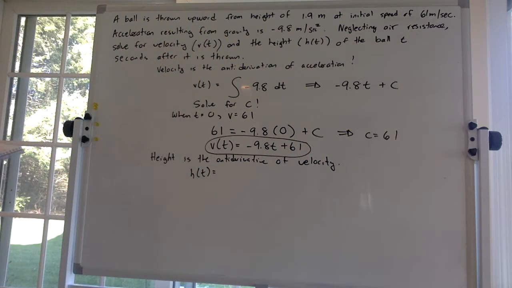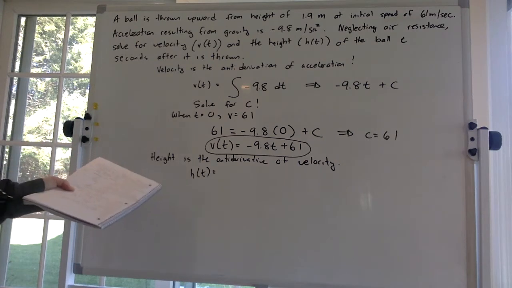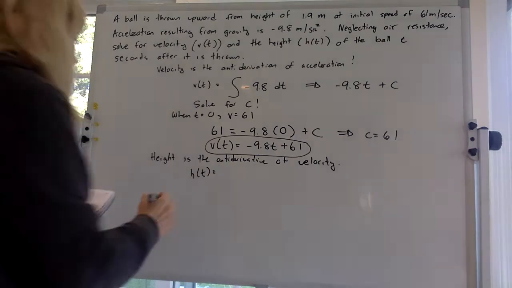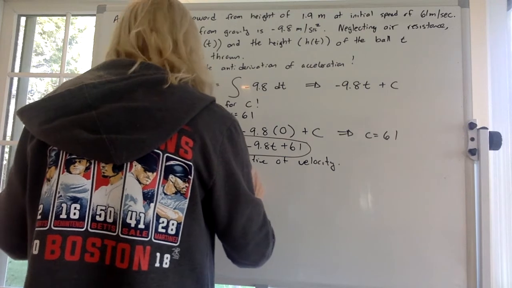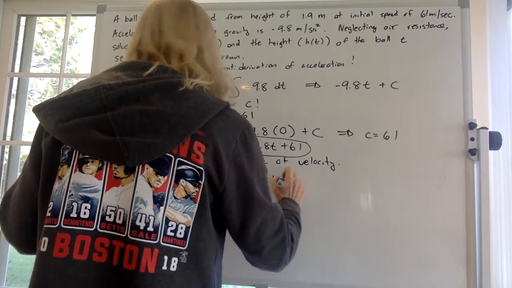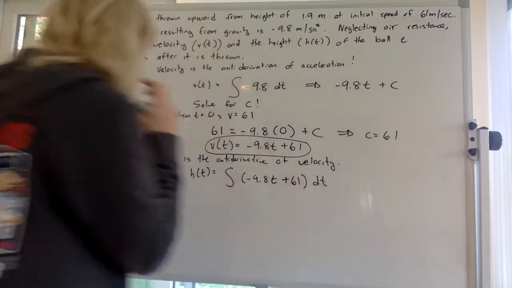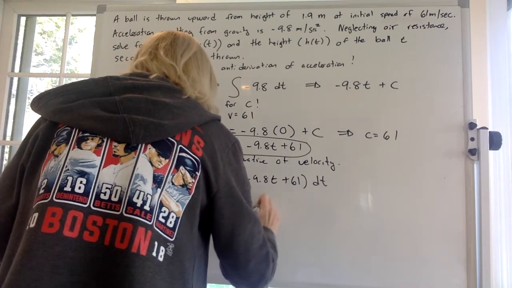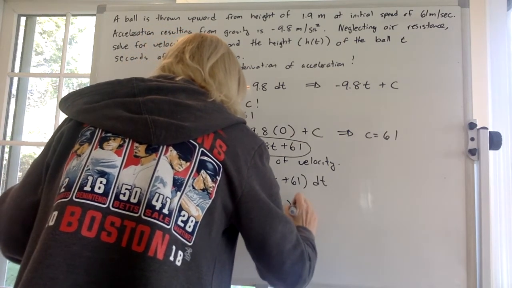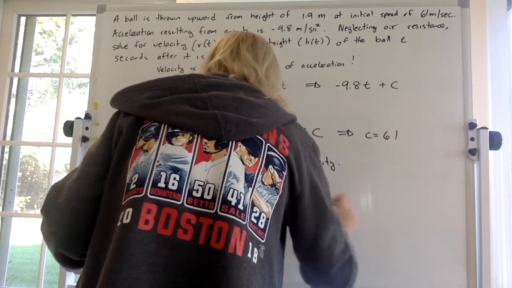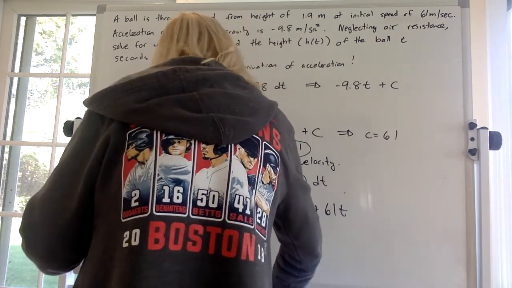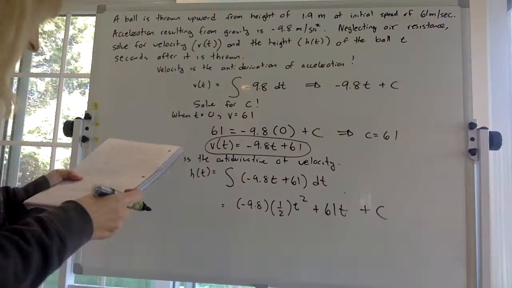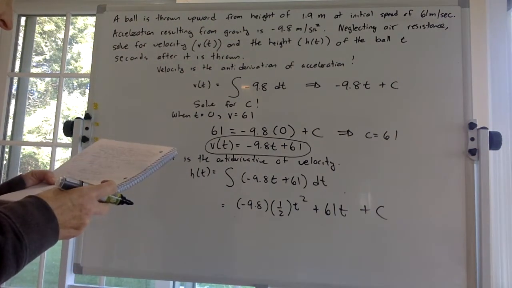Second part of the problem wants you to find the height function. So we know height is the antiderivative of velocity, right? So our h of t then is equal to the antiderivative, or integrate, negative 9.8 t plus 61 dt. Okay, so let's take the antiderivative. So it's going to be negative 9.8 times 1/2 t squared plus 61t, plus c. It's not a definite integral, right? So we've got to figure out what c is. We've got to solve for c again.